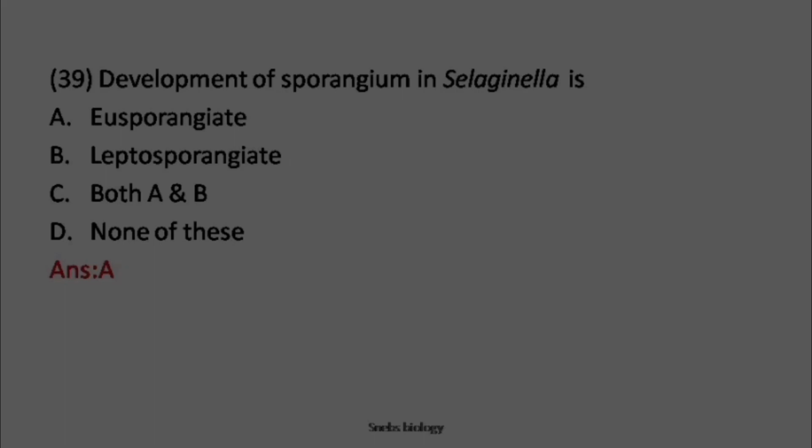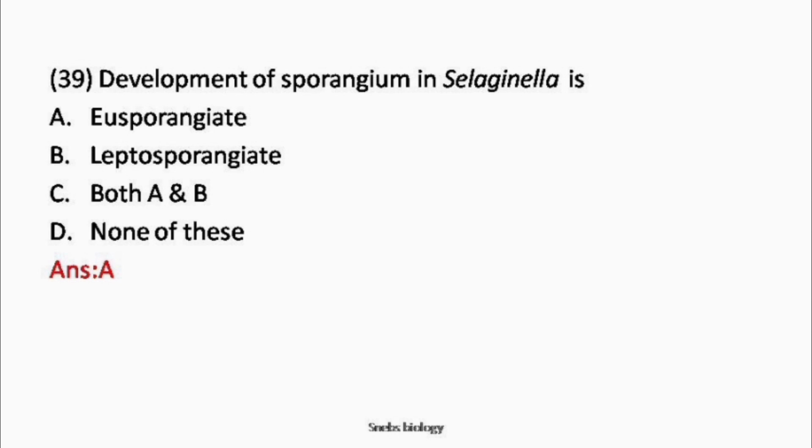Next, development of sporangium in Selaginella is option A, eusporangiate type. Option B, leptosporangiate. Option C, both eusporangiate and leptosporangiate. Option D, none of the above. So, correct option is option A, eusporangiate type. That is, it takes place with the help of a row of initials.